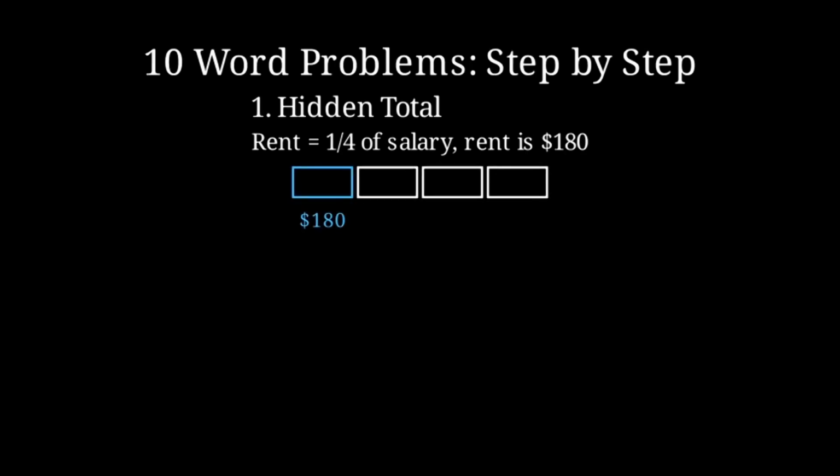1/4 means 1 out of 4 equal parts. So total salary is 4 times 180. That gives $720. Problem 2.